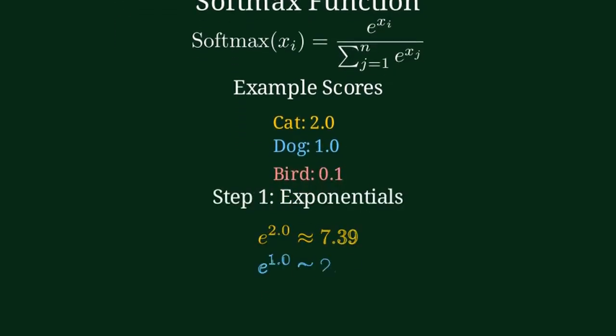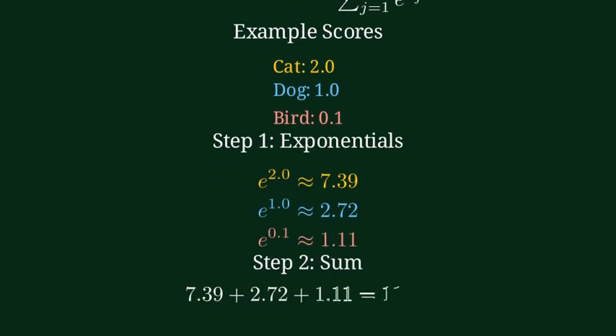Step 1. Compute the exponentials. e to the 2 is about 7.39. e to the 1 is about 2.72. e to the 0.1 is about 1.11. Step 2. Add them up. 7.39 plus 2.72 plus 1.11 gives 11.22.